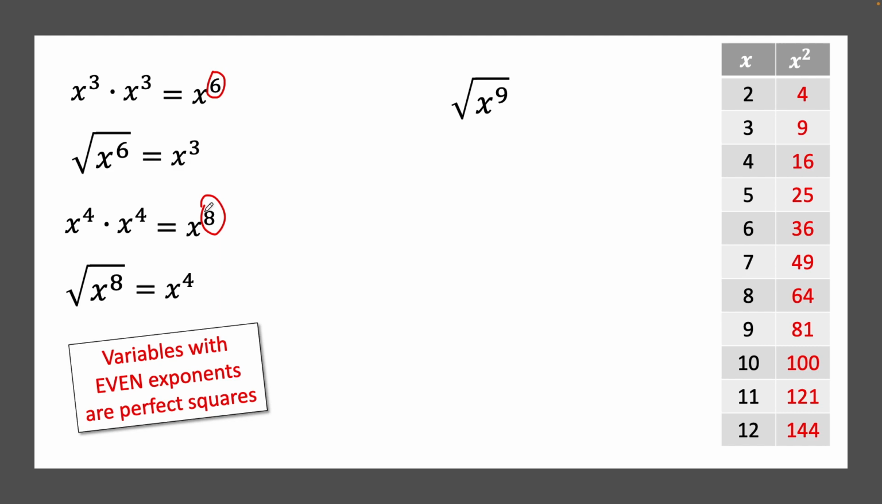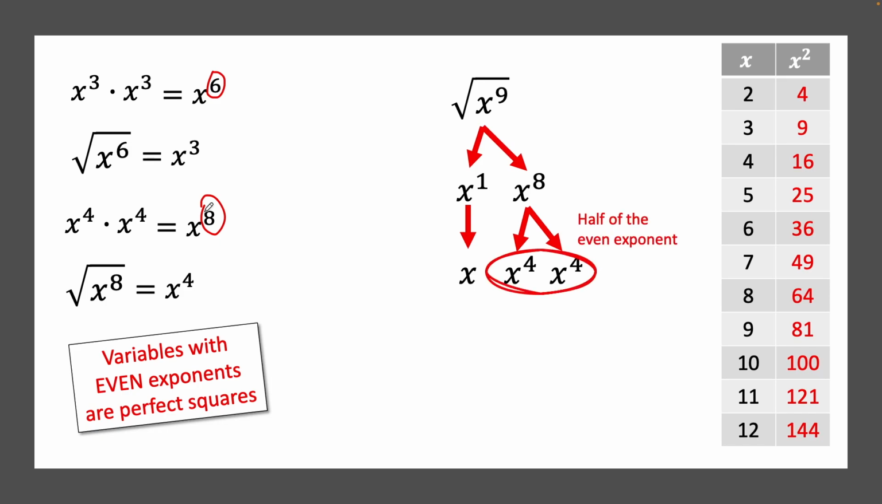Let me show you this trick. I'm going to take x to the 9th and I'm going to split it into x times x to the 8th. So 1 plus 8 is 9, so I can do that. I'm going to keep the x, and then x to the 8th, I can split that into x to the 4th times x to the 4th. So see, on the bottom there, I've got a pair. Each exponent is half of the even exponent. 4 is half of 8. So now I can do what I've been doing before. One of the pairs goes outside, and whatever's left over is stuck inside.